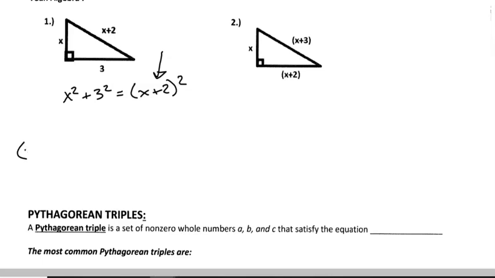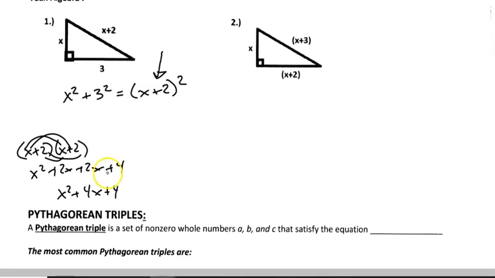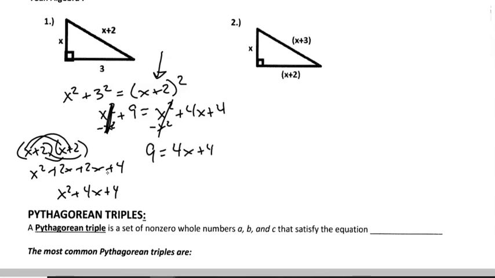What you're going to do is do some side work. X plus 2 times x plus 2. And that's going to give me, by FOILing, x squared plus 2x plus 2x plus 4. X squared plus 4x plus 4. So you have x squared plus 9 equals, ooh, look at this. This is kind of nice, actually. 4x plus 4. Why am I saying this is nice? Watch what happens. When I subtract x squared from that side, it goes away completely on that side, and we no longer have a quadratic. So you have 9 equals 4x plus 4.